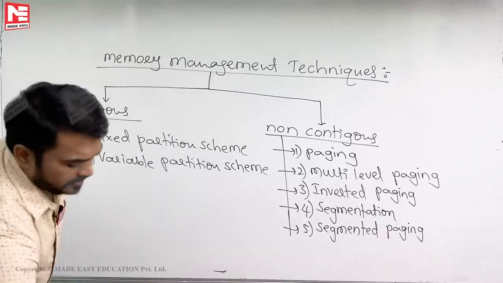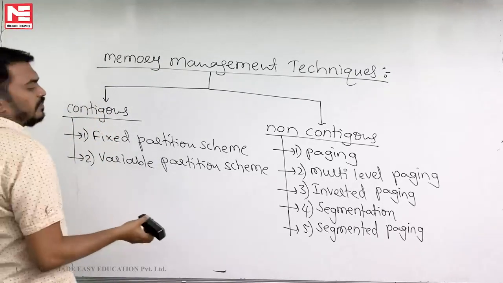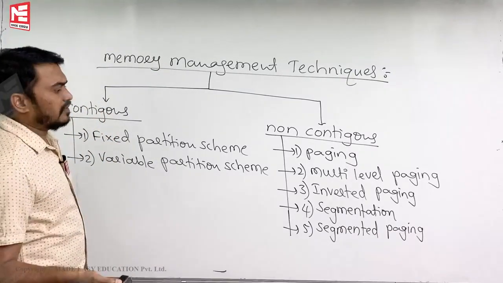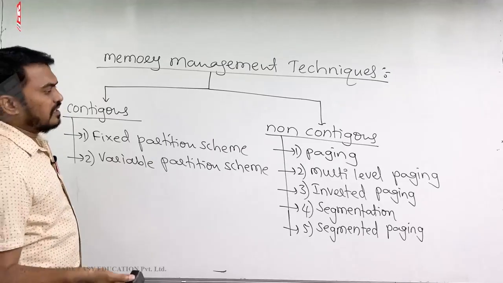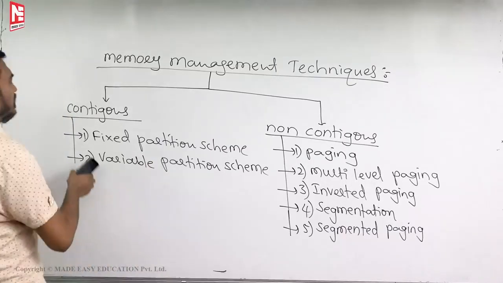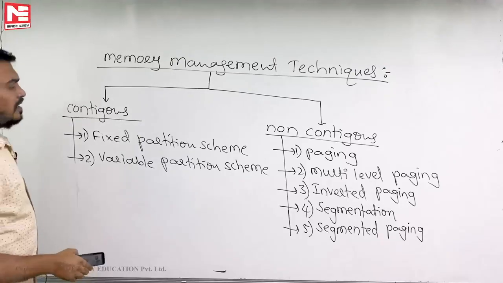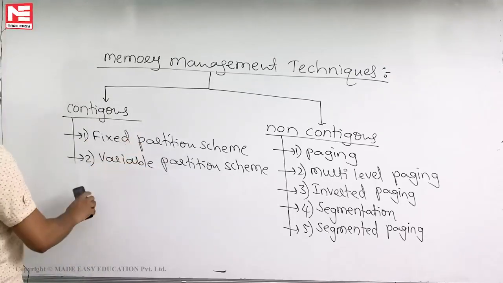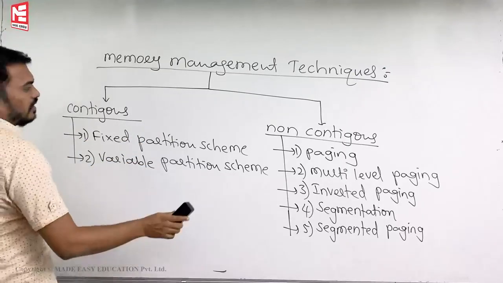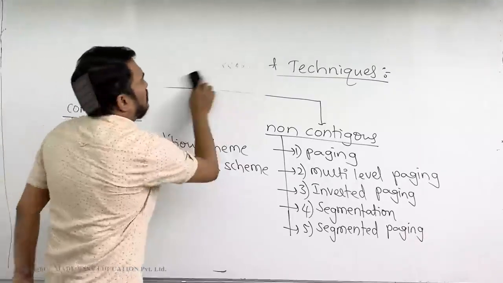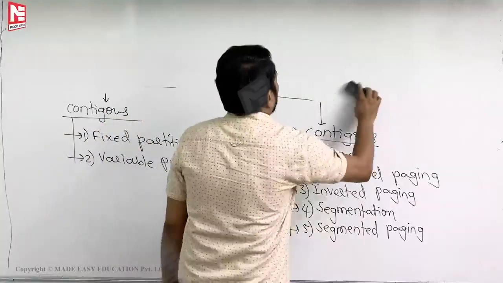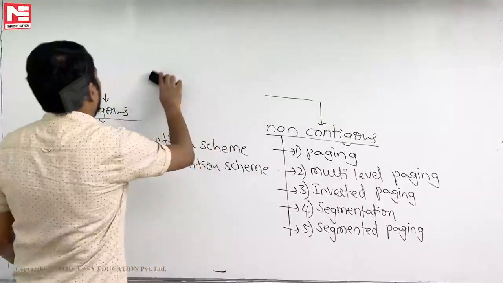If you have not copied, you can pause my video and copy it properly; I am removing this now. First we'll start with the contiguous memory management techniques, finish that, and then move on to non-contiguous. If you are still copying, you can pause my video and copy all this.